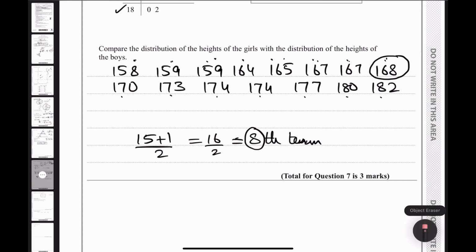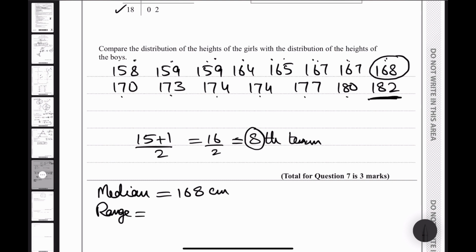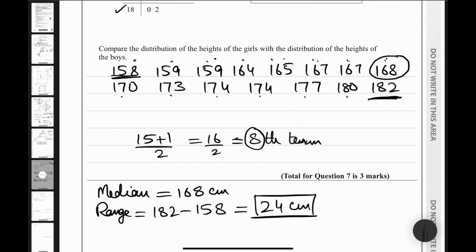So for the boys, the median is 168 centimeters, and the range is the maximum minus the minimum. That will be equal to 182 minus 158. So 82 minus 58 will be equal to 24 centimeters. So this will be the range. So the median is 168 for the boys and the range is 24.